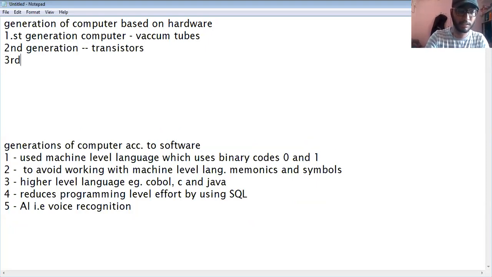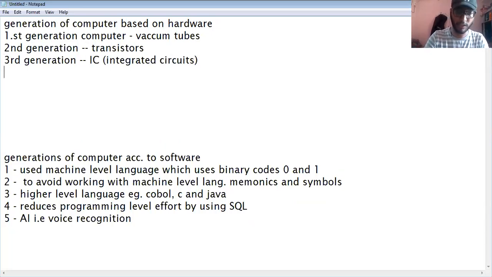In the third generation they started using IC, and in that I told you the full form of IC is integrated circuits. And in the fourth generation they started using VLSI, that is very large scale integration.